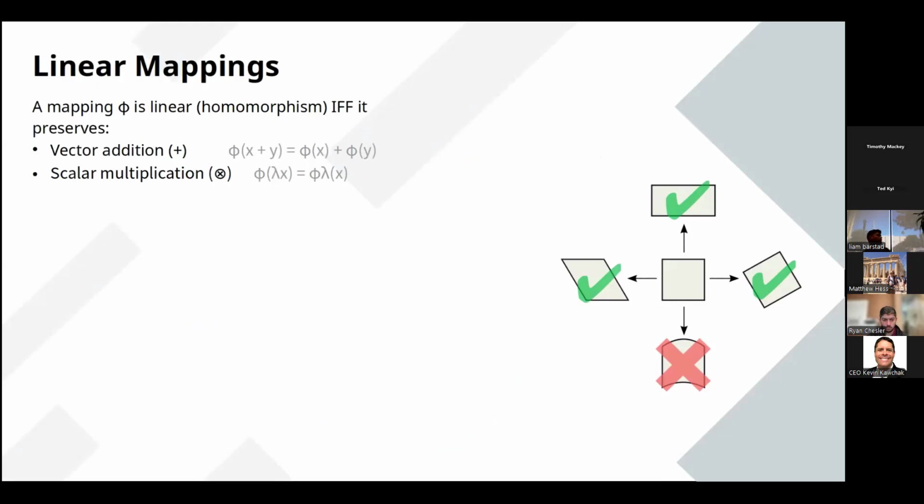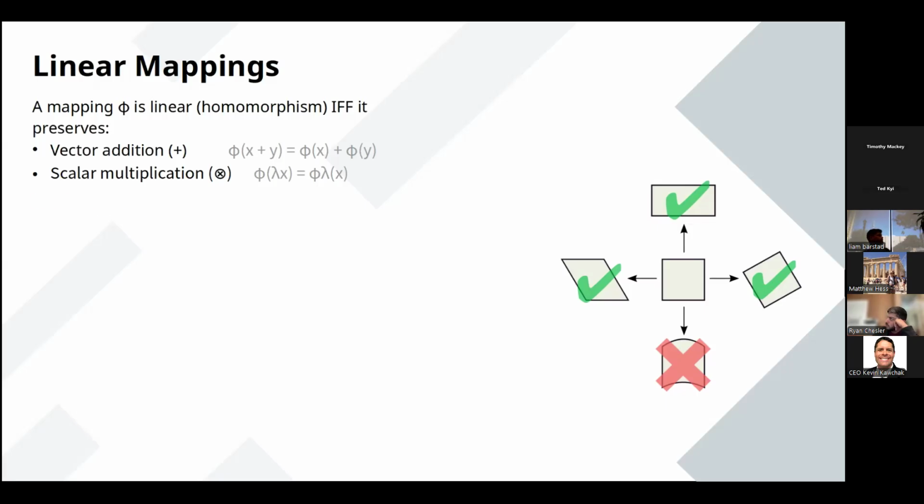Now, when it comes to linear mappings, they are basically how you get from one vector space to another vector space, or to the same vector space. It's a transformation that you apply to every vector to move it in a specific way. It's considered linear, or it'll also be called a homomorphism, if and only if it preserves vector addition and scalar multiplication. So vector addition is distributive, and scalar multiplication is associative.